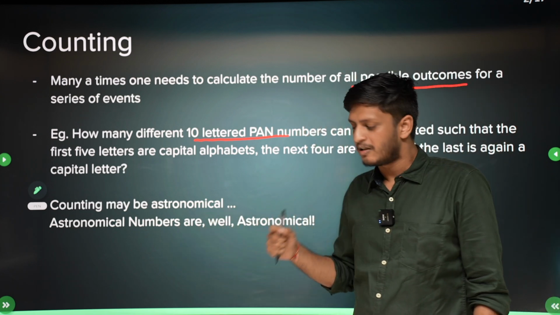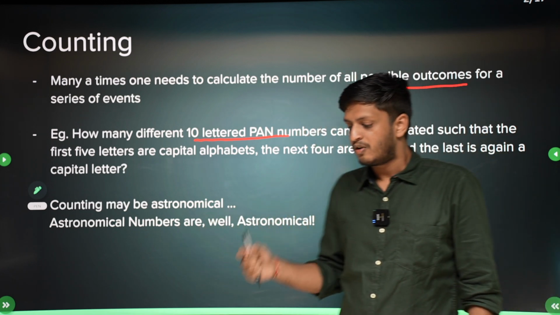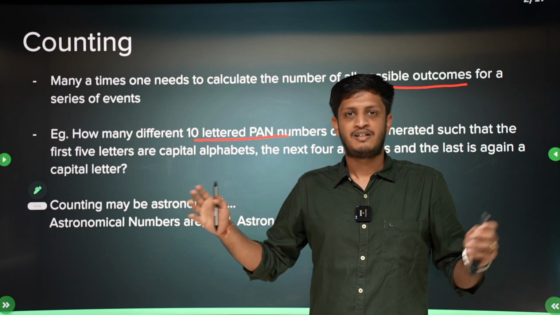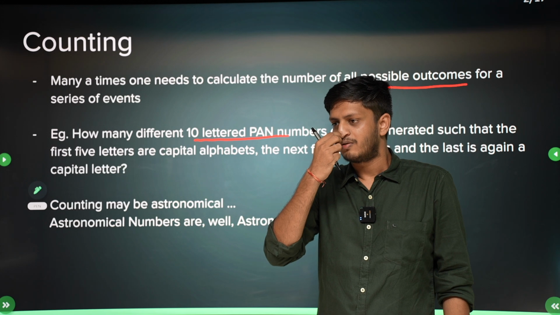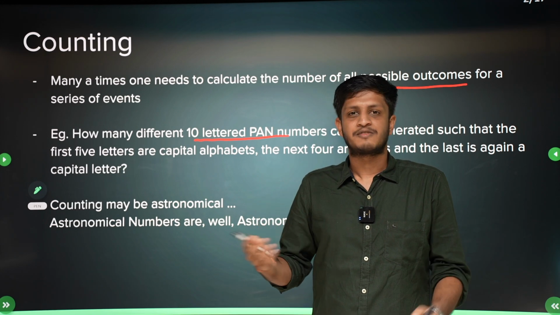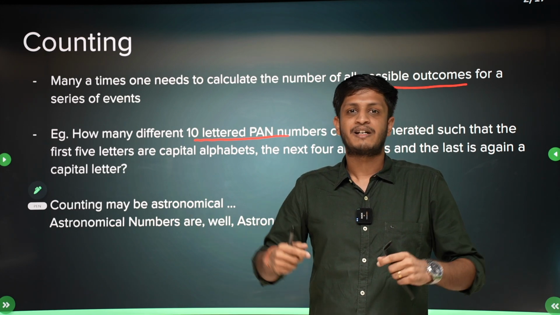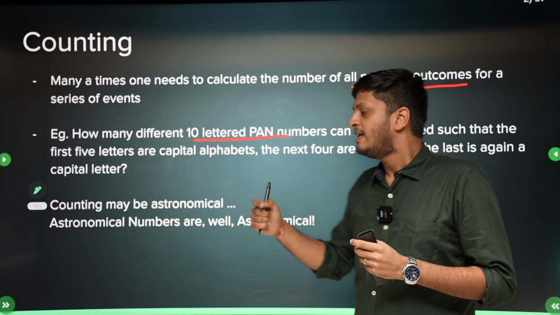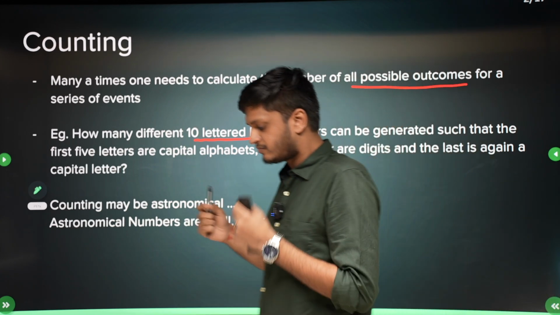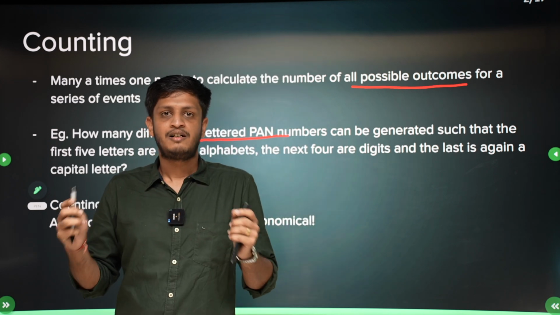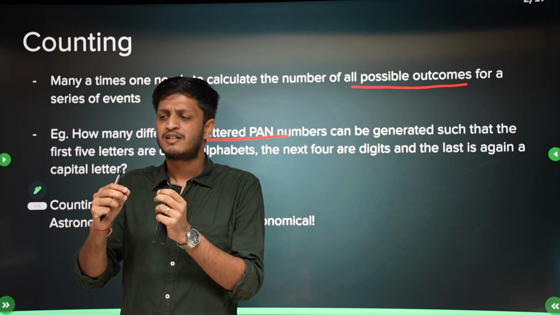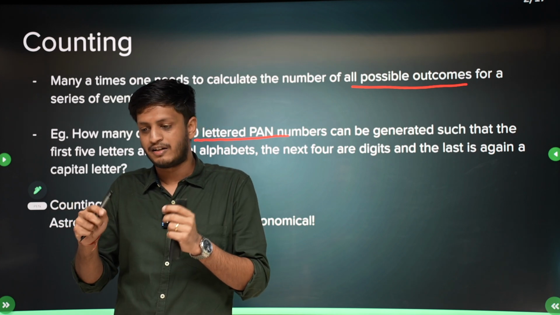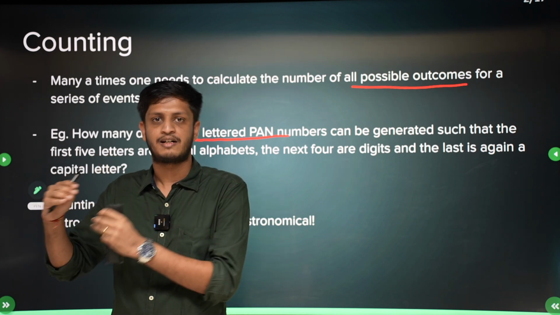And most of the time, counting might go astronomical. Astronomical numbers are huge. For example, the distance between the sun and the earth is astronomical, in powers of 10. So counting can go astronomical, and that's where ML comes in. You have a large space, but you want to hover over a small space, and ML will help you reduce the dimensions, reduce the data set, and so on.